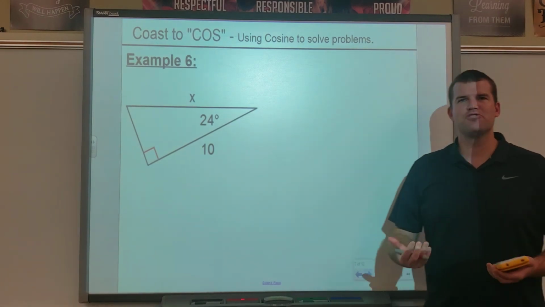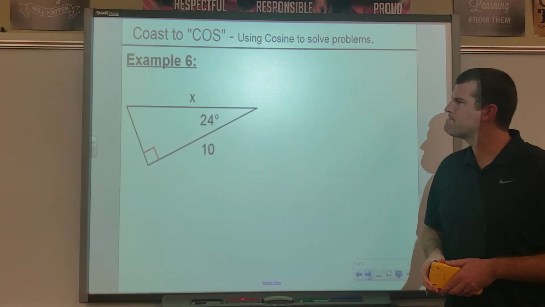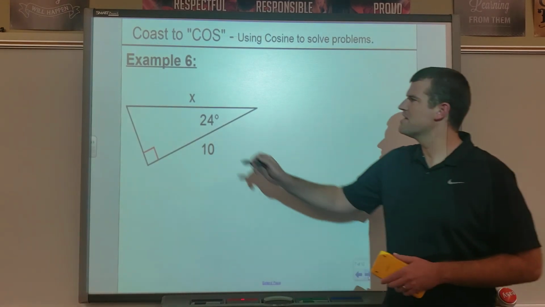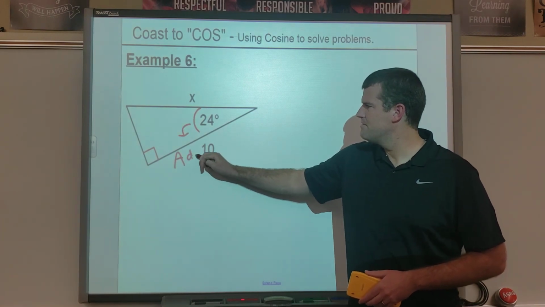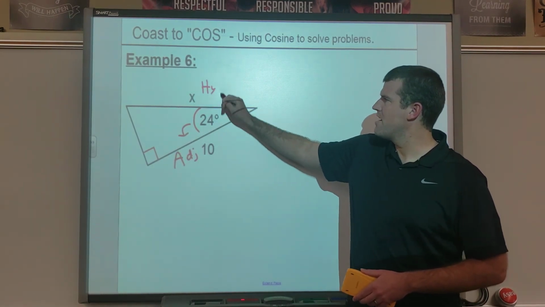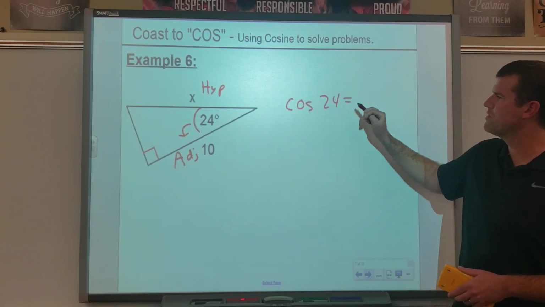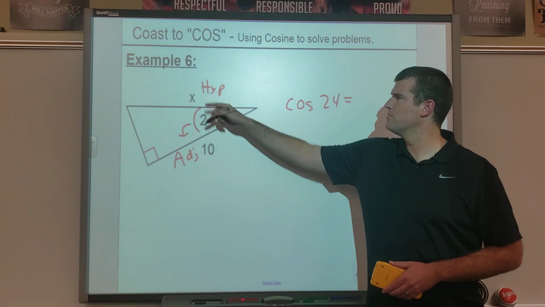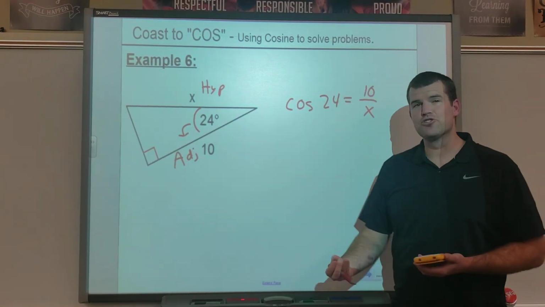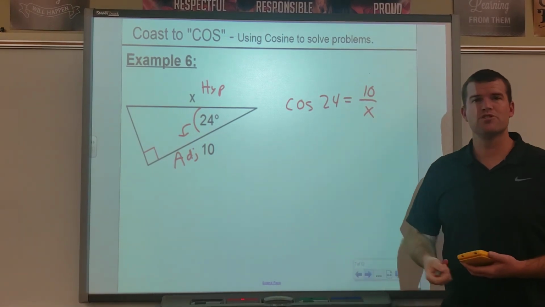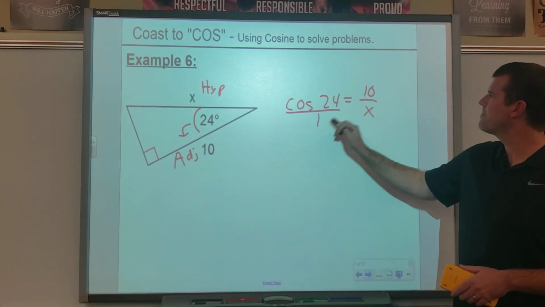All right, let's go ahead and have you try this one. Go ahead and solve for x. All right, so this one was a little bit trickier. We know that adjacent is 10. We know that x is our hypotenuse. So when we go to set the problem up, we have cosine of 24 equals 10 over x. And the only reason I said it's a little trickier is we have the x on the bottom, which means we're going to end up dividing in this problem instead of just multiplying.